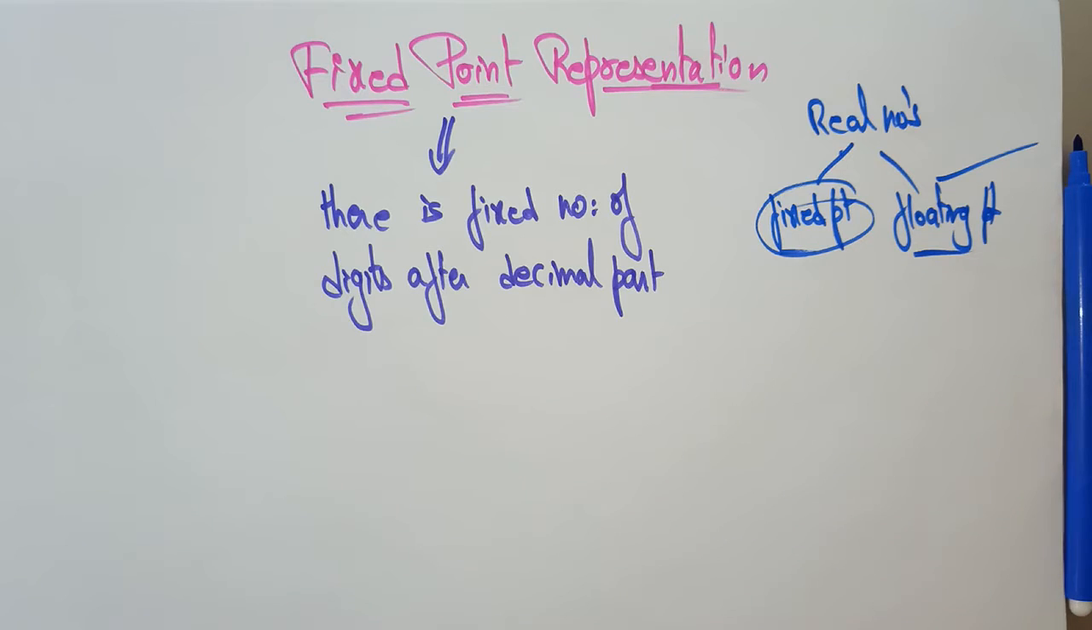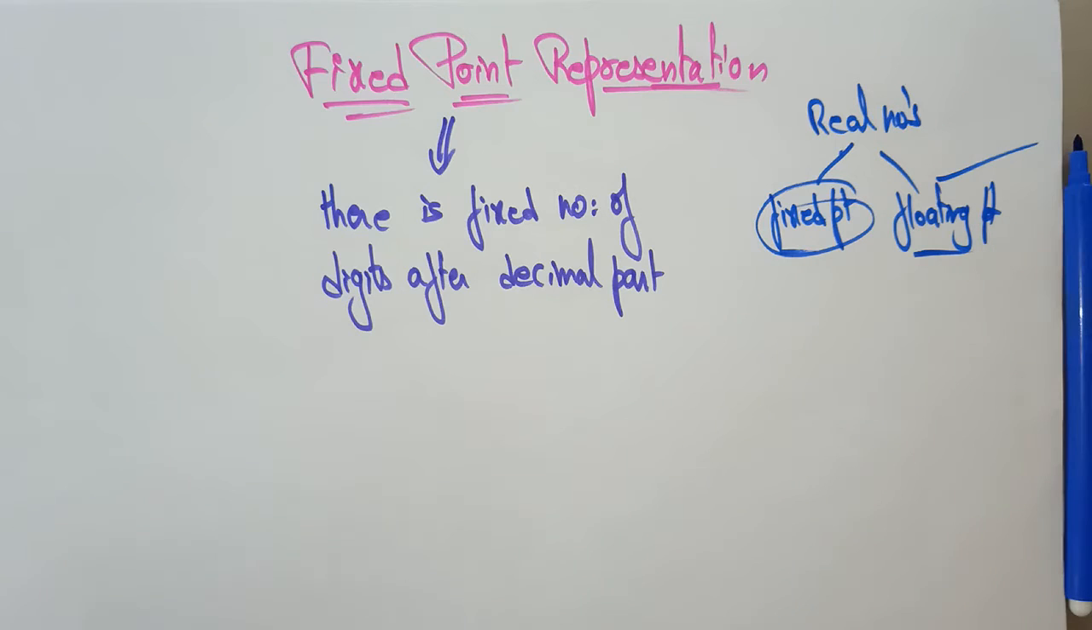Whereas in floating point, you can move the base point, that is the decimal or binary point, wherever you require. But here in the fixed point representation, you can't change it. It is fixed. The binary point is fixed. Now let's work on this.